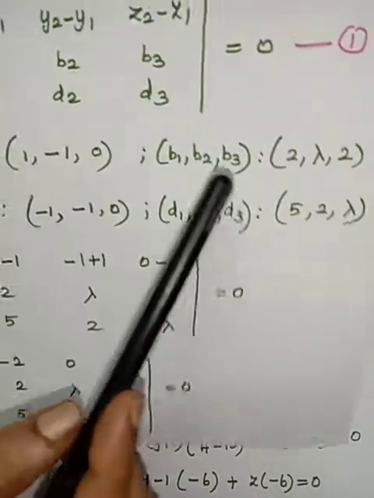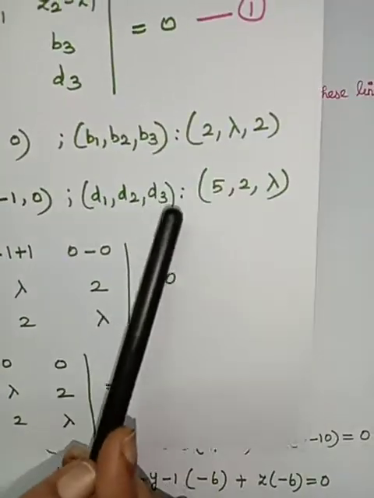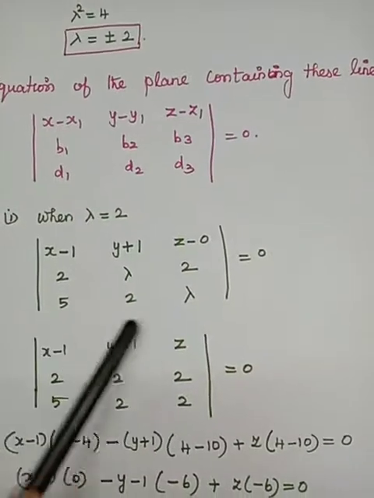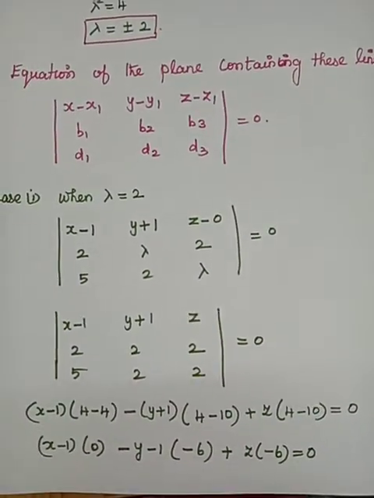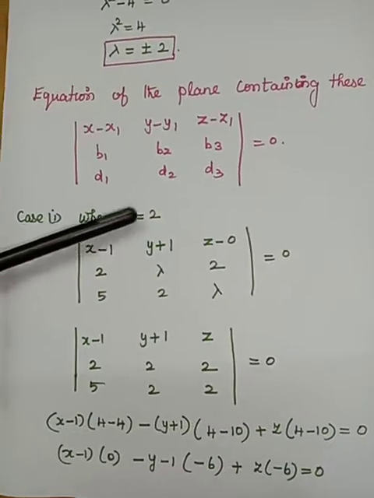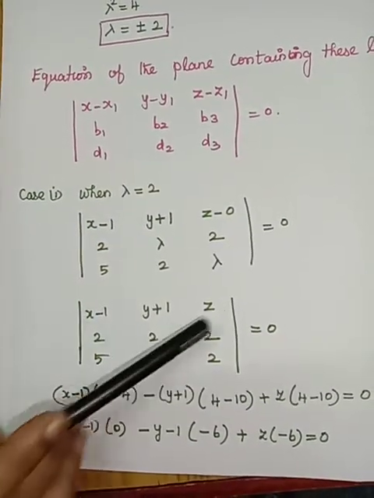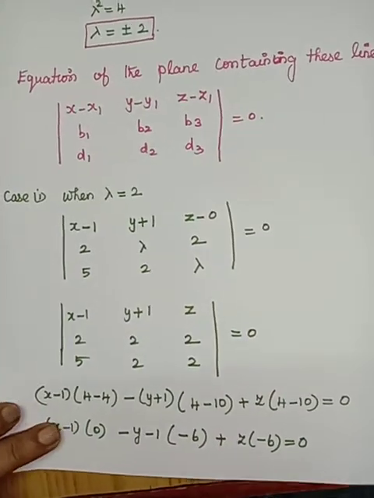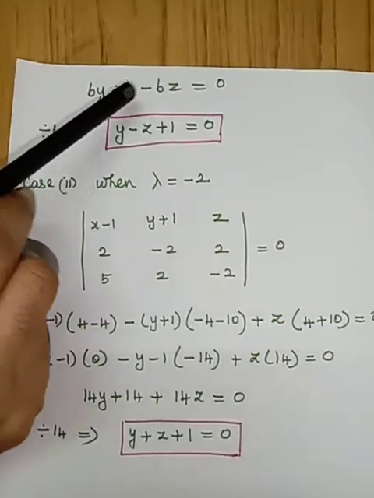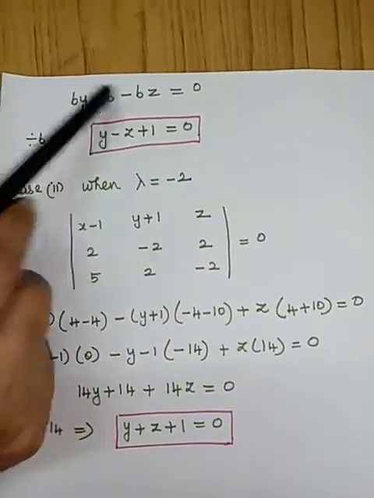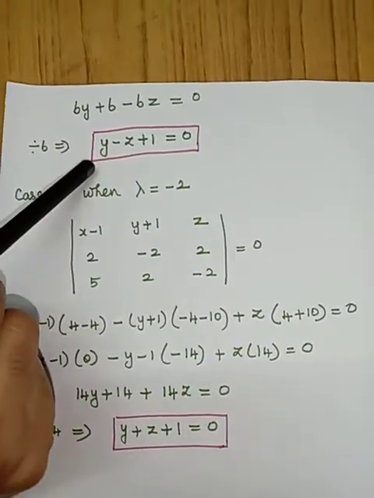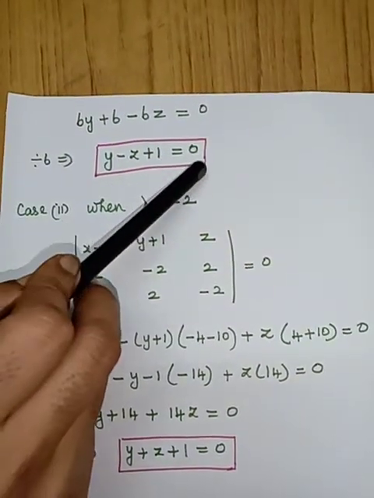What are b1, b2, b3? 2, lambda, 2. So we have to substitute here. d1, d2, d3 is nothing but 5, 2, lambda. So here we have substituted. Okay, so now here in the place of lambda you have to write 2. So here 2, here also I have written 2. So when you expand by R1, you will get this answer as 6y plus 6 minus 6z is equal to 0. When you divide it by 6, you will get y minus z plus 1 is equal to 0.